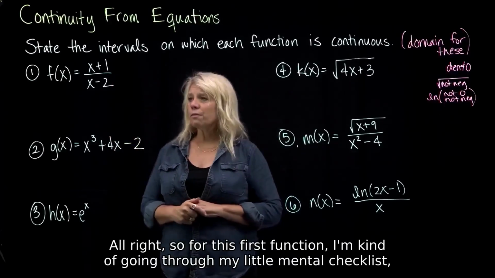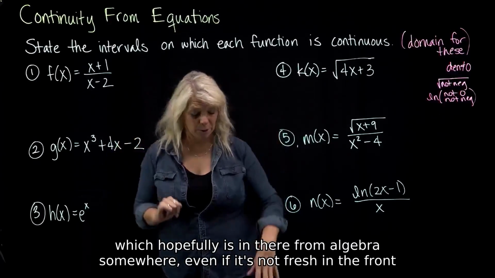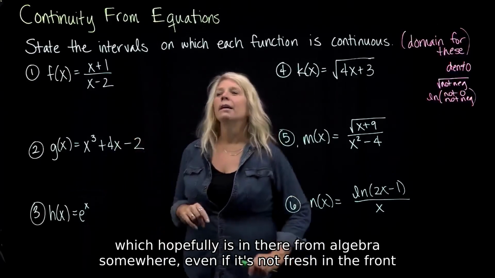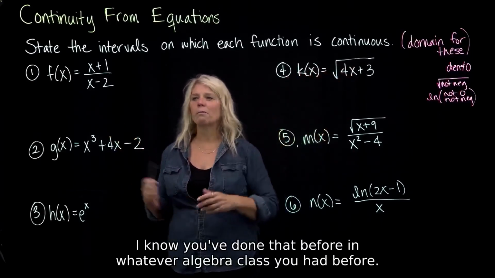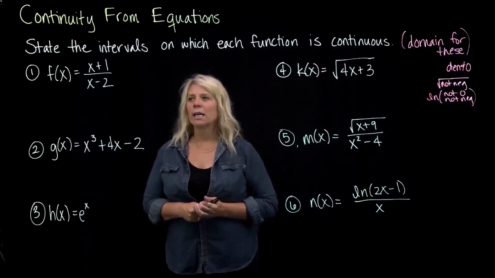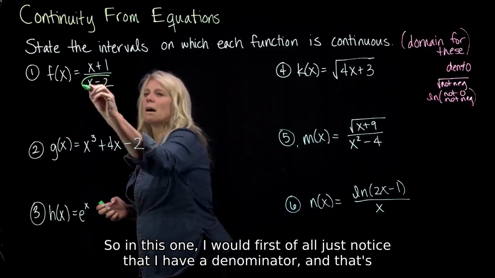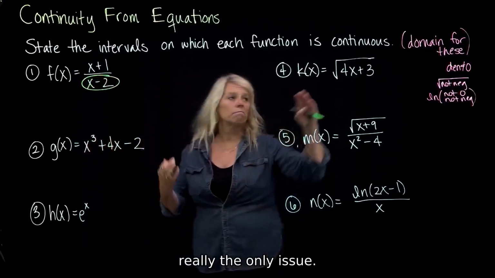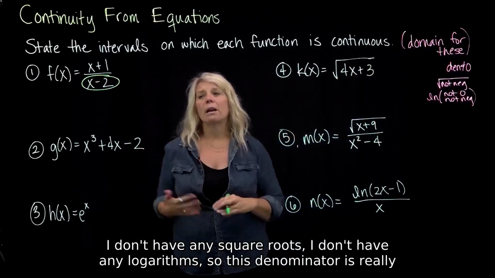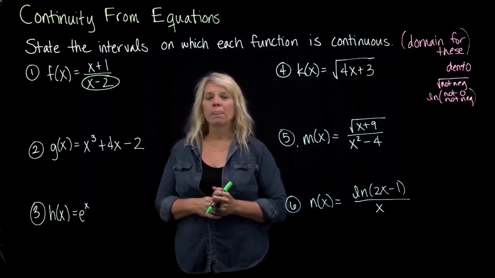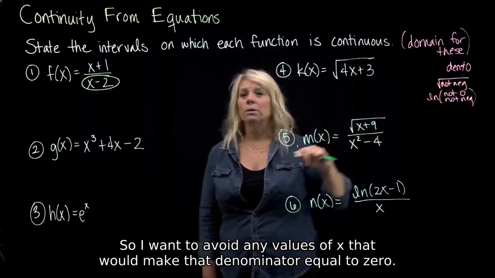All right, so for this first function, I'm going through my little mental checklist, which hopefully is in there from algebra somewhere, even if it's not fresh in the front of your brain. I know you've done that before in whatever algebra class you had before. So in this one, I would first of all just notice that I have a denominator, and that's really the only issue. I don't have any square roots. I don't have any logarithms. So this denominator is really the only thing I have to worry about here. So I want to avoid any values of x that would make that denominator equal to 0.